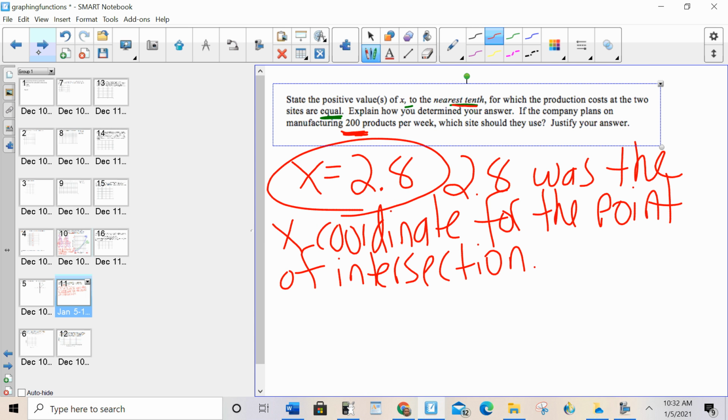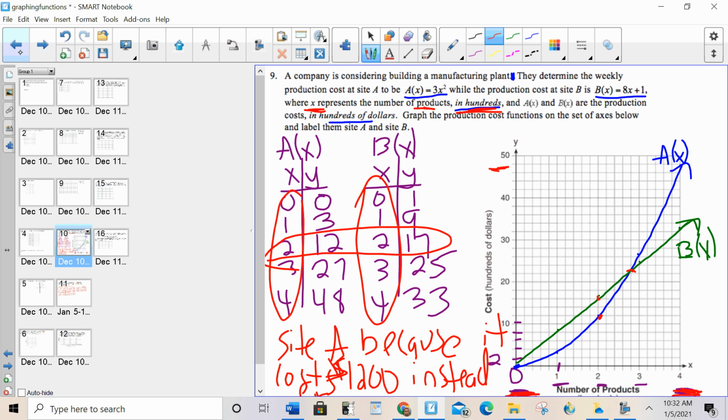To find when two things are equal, you're finding the point of intersection, and we learned how to do that in the calculator with the second trace menu, and then asked another follow-up question, which I was able to do. You could have also plugged 2 in to the equations to get the 12 and the 17, but it's easier to just pull it from the table or from the graph.